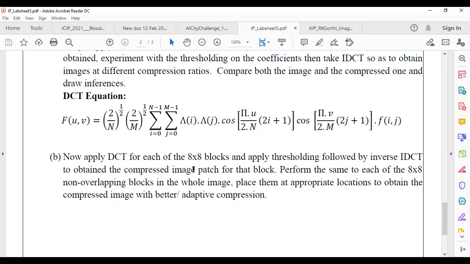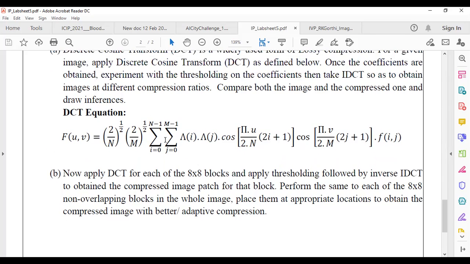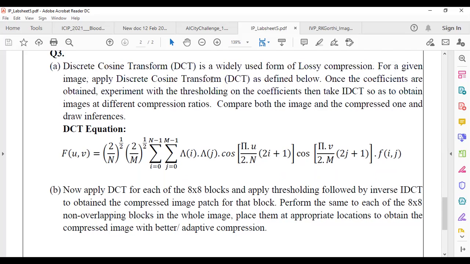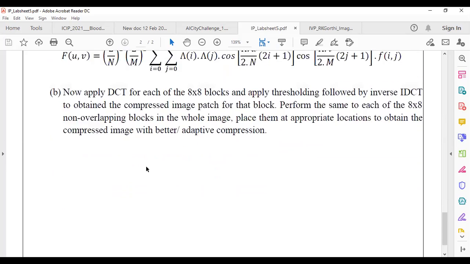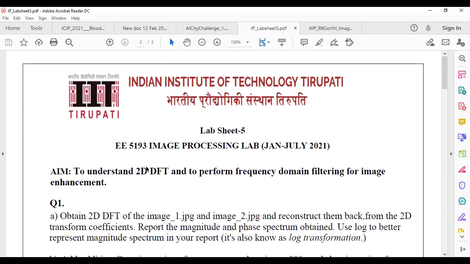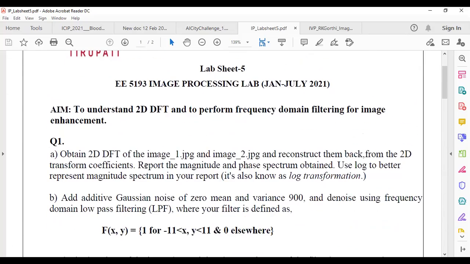The last question is, instead of applying one cosine transform to the whole image, you do it for each block, repeat this process, and you see very effective compression. That means many coefficients can be made 0, and with only a few non-zero coefficients in the frequency domain you will be able to represent the image. That's all for the lab sheet. Any questions here?